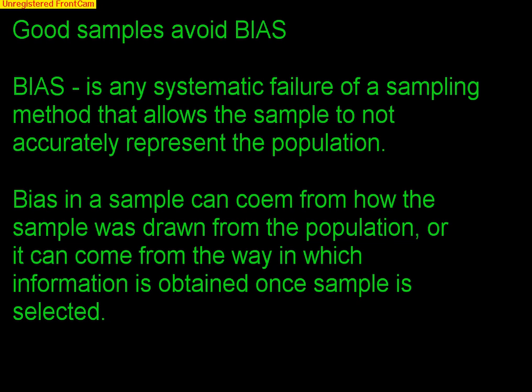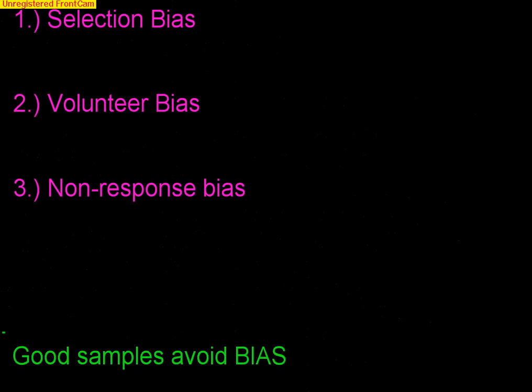Bias in a sample can come from how the sample is drawn from the population, or it can come from the way in which the information is obtained once the sample is selected. So there are 2 ways you could have bias. You could get bias from how it was selected, or you can get it from how you got the information once the sample was selected. I'll clarify those 2 differences as we look at some specific examples of bias now.